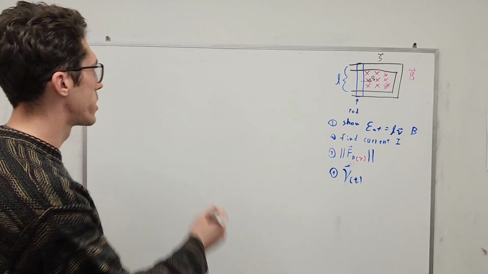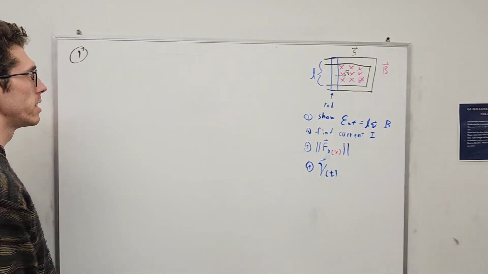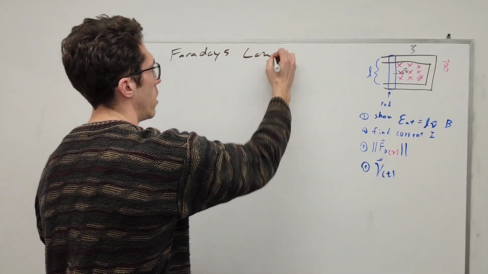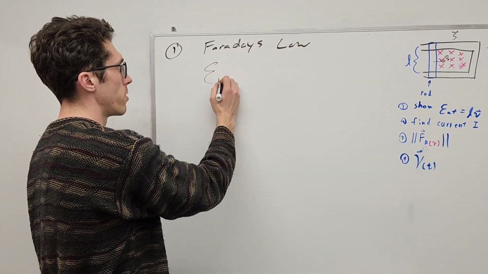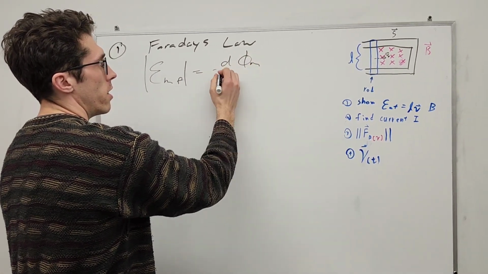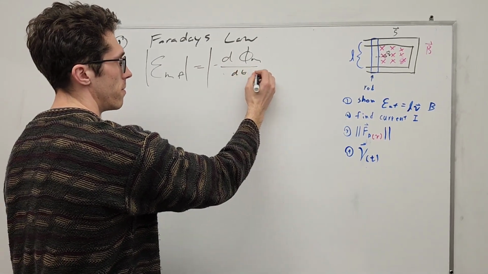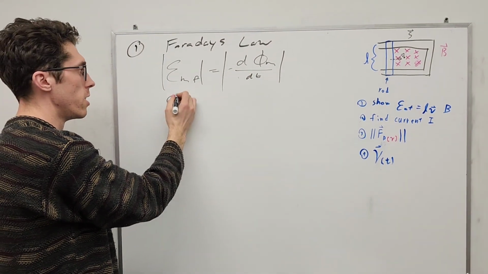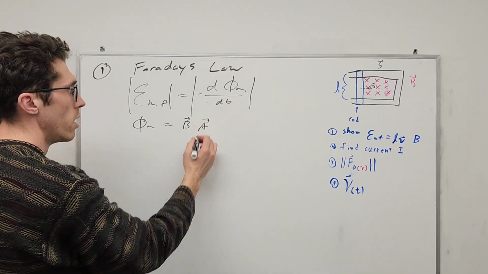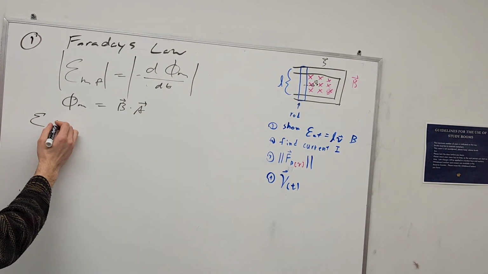All right, so first step, we're going to try and prove that the EMF is equal to L times V times B, which we're going to start with Faraday's law, which tells us that the magnitude of the EMF is equal to the magnitude of the change in magnetic flux. We also know that the magnetic flux is equal to magnetic field times the area that it's going through. So we can put that in here, and we can simplify this a little bit.